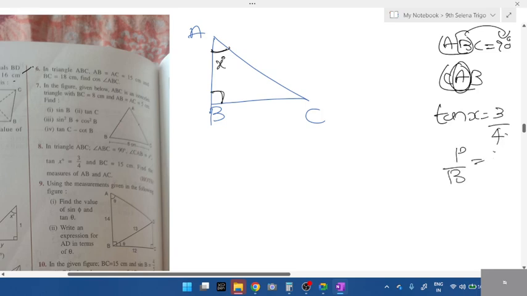So P by B is equal to 3 by 4. What is the P value? What is the B value? 4. So from A, which is 3, X, I've drawn X, right? From there, which is 3, students, which is perpendicular. BC will be 3, which is the perpendicular. AB will be 4. So which side is missing here? Hypotenuse is missing. What is AC? Use Pythagoras theorem.